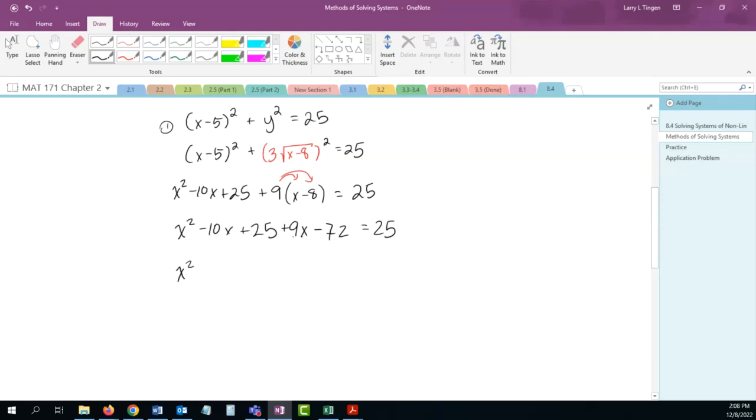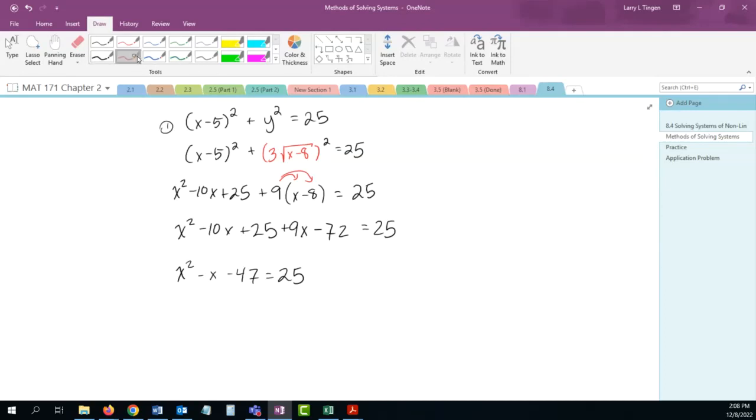And what have I got here? Negative 72 plus 25 is negative 47. Negative 10x plus 9x is negative x. So x squared minus 10x plus 25 plus 9x, so x squared minus x. 25 minus 72 is negative 47. So everything's combined correctly.